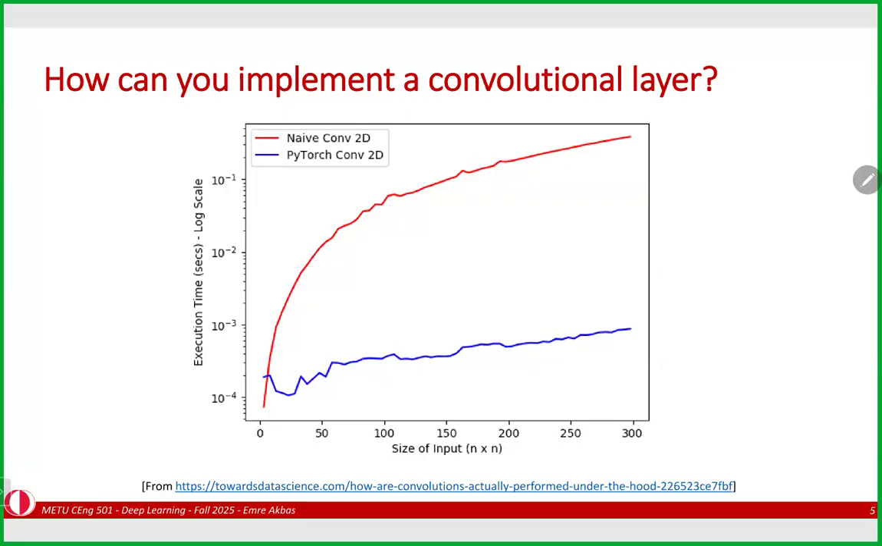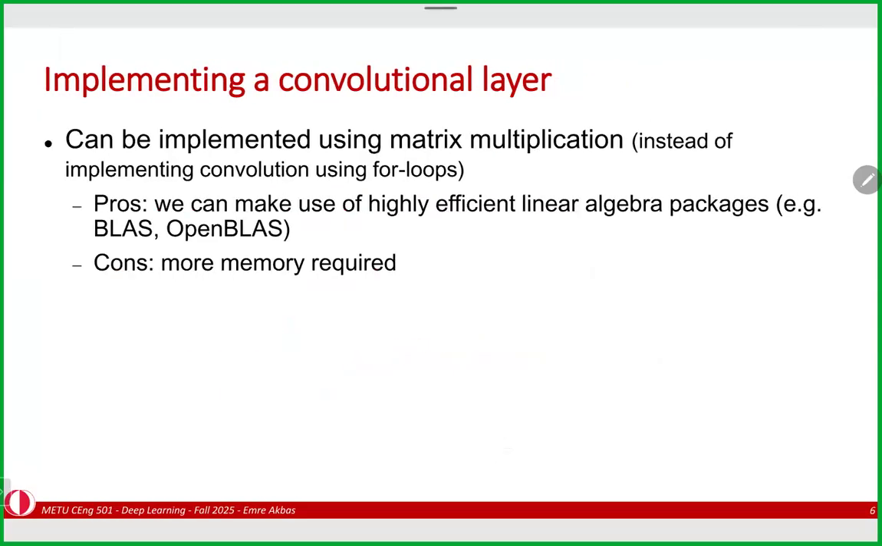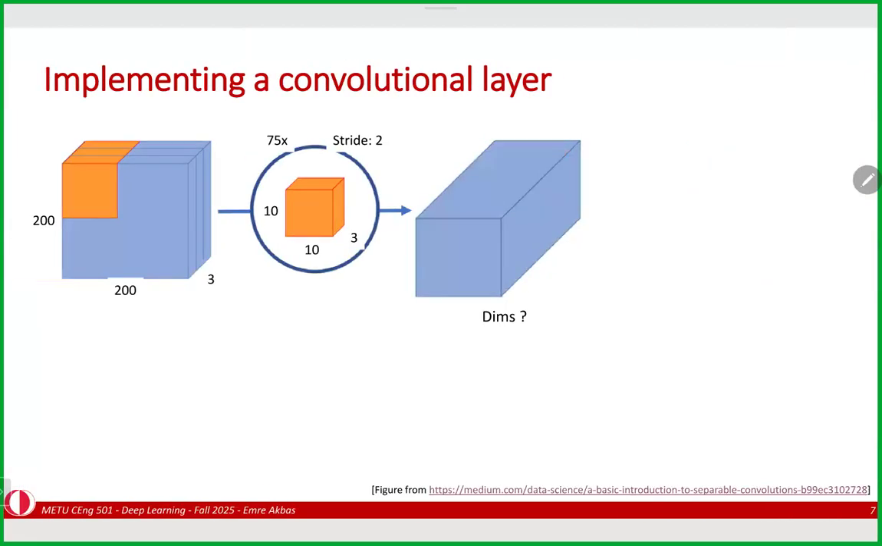Does anybody know how you can make it efficient? Vectorization and matrix multiplication, right? Exactly. So it can be implemented using matrix multiplication instead of implementing convolution using for loops. The advantage is we can make use of highly efficient linear algebra packages, because these packages have highly efficient matrix multiplication routines that we can use. The disadvantage is we will require more memory. And let's look at an example.